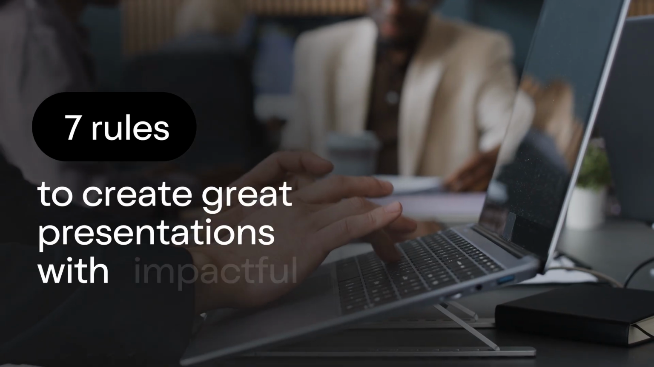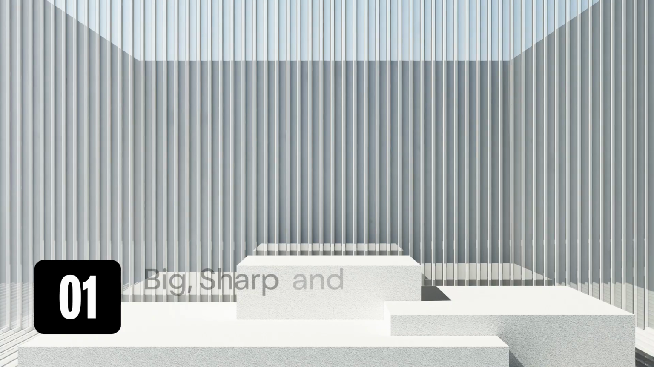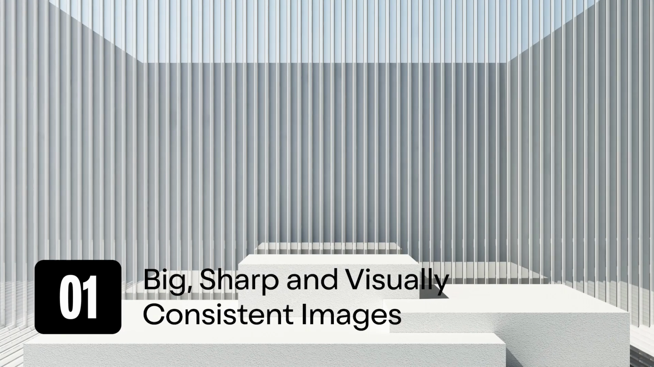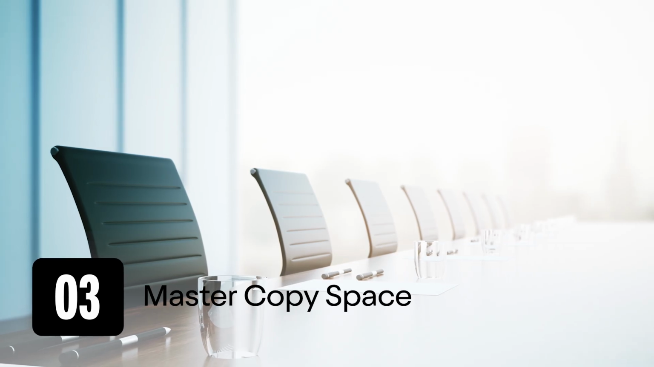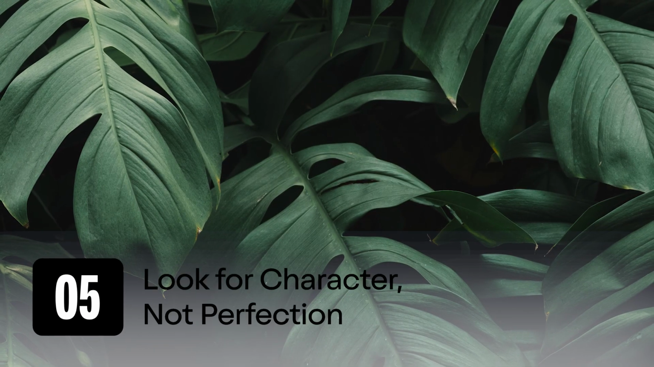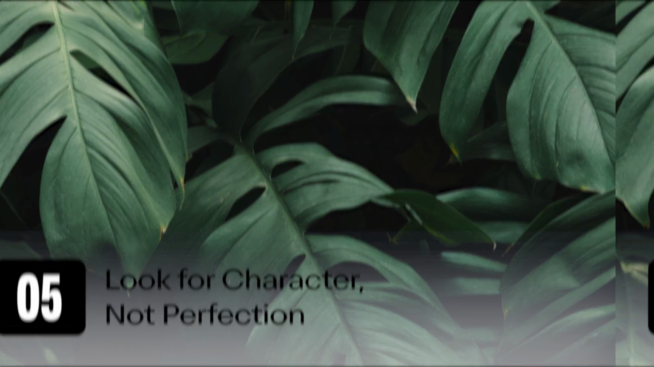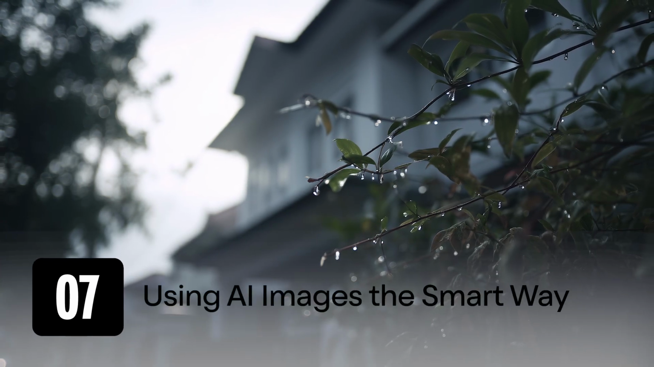So this is it. 7 rules for best pictures in presentations. Rule number 1. Big, sharp and visually consistent images. Kill the cliché. Design for credibility. Master copy space. Isolate the subject. Look for character, not perfection. Strategic signaling and contrast. And use AI images the smart way.